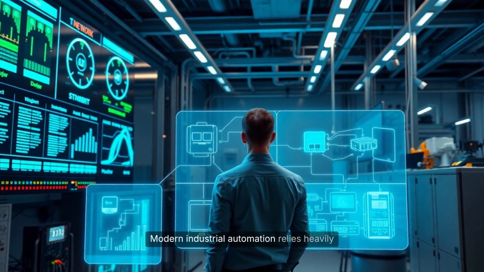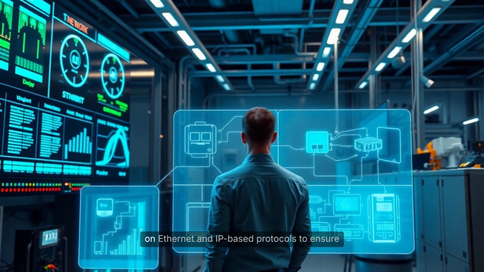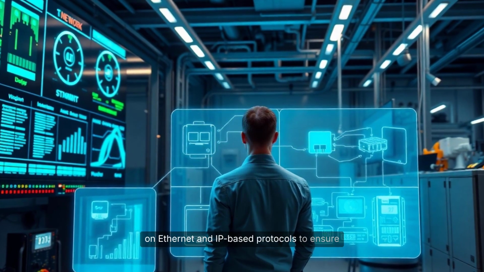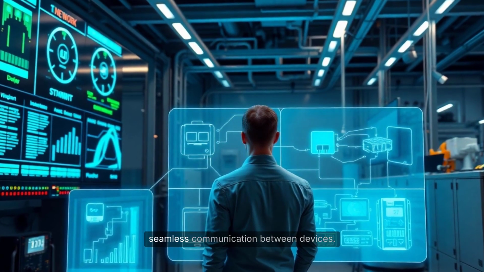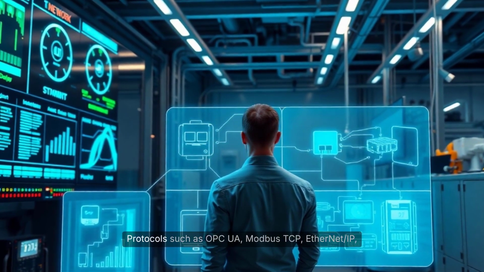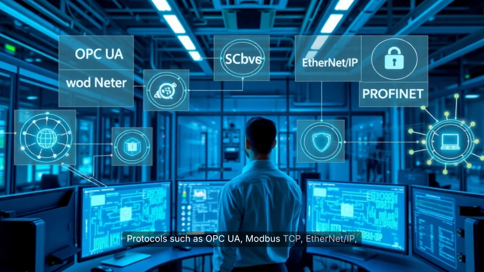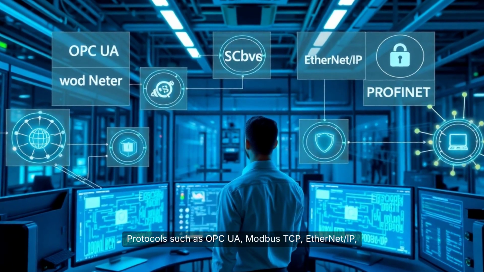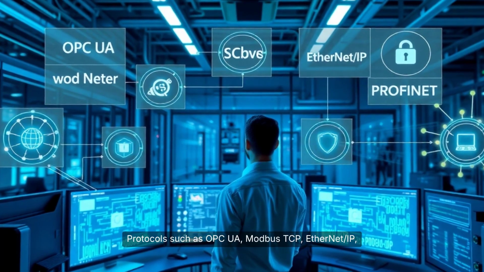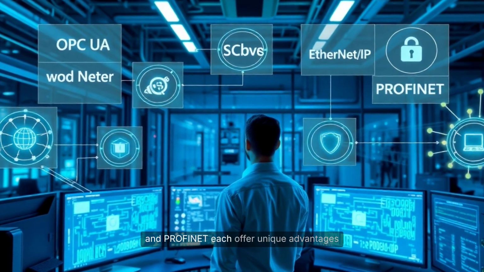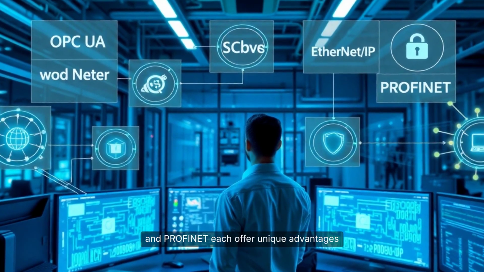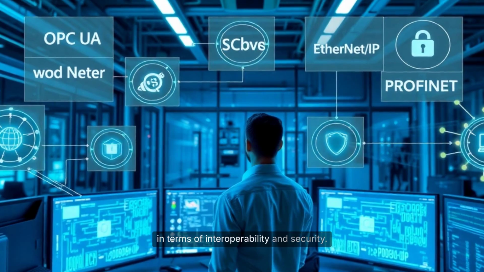Modern industrial automation relies heavily on Ethernet and IP-based protocols to ensure seamless communication between devices. Protocols such as OPC UA, Modbus TCP, Ethernet/IP, and Profinet each offer unique advantages in terms of interoperability and security.